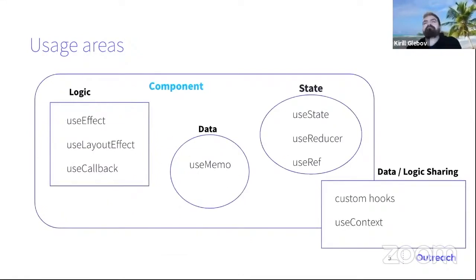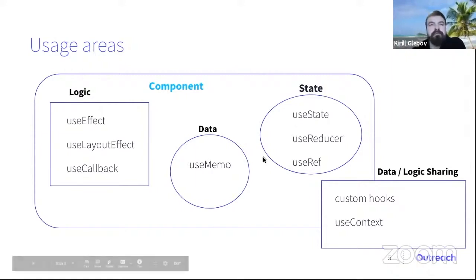So all hooks could be divided roughly by their usage area. For example, for component logic, you would use useEffect, useLayoutEffect, and useCallback. To work with data, useMemo is useful, and we're going to speak about this later. State is managed by useState, useReducer, and useRef. And then data and logic could be shared between components by using custom hooks and the useContext hook. Yeah, I think it's a good summary of this.